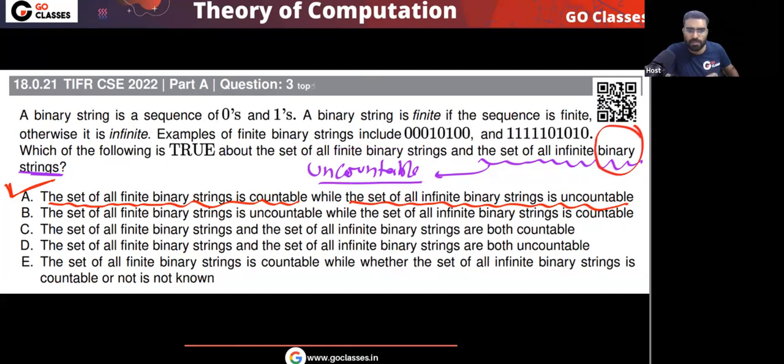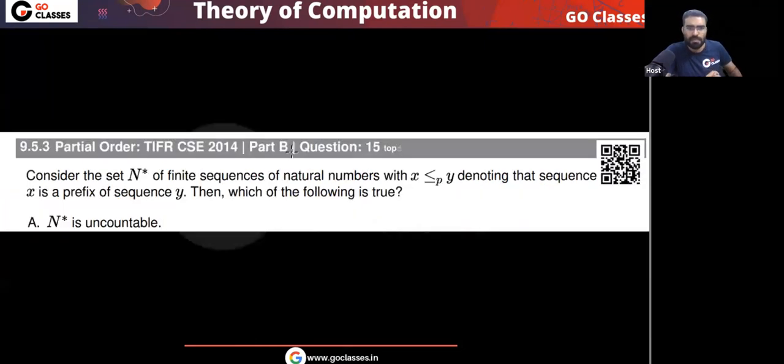Okay. So let's move on now. Let's solve this question. This is a TIFR Computer Science 2014 question, and we are only considering option A. In option A, the question is asking, is this countable or uncountable? Let's focus on option A.